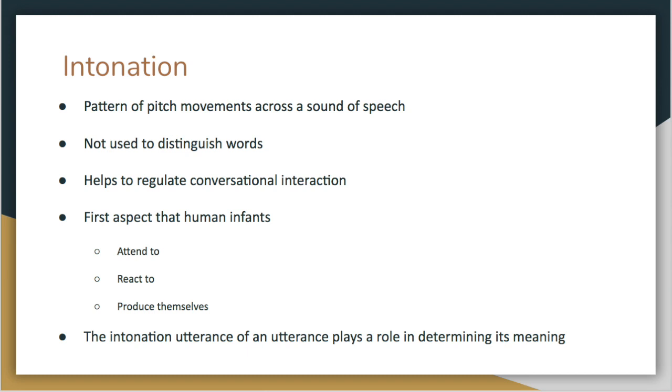Intonation is said to be among the first aspects of speech that human infants attend to, react to, and produce themselves. It appears to be easily acquired by children in both L1 and L2, also known as first language and second language. The intonation contour of an utterance plays a role in determining its meaning. One might think of intonation as you and another person saying the same word, but with different intonation, leading it to mean something different than what the other person's meaning of the word meant.